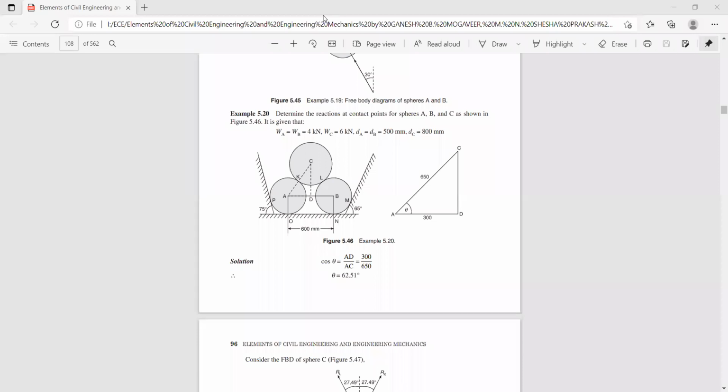Audible? Yes, sir. The screen share is okay, visible. Yes, sir.